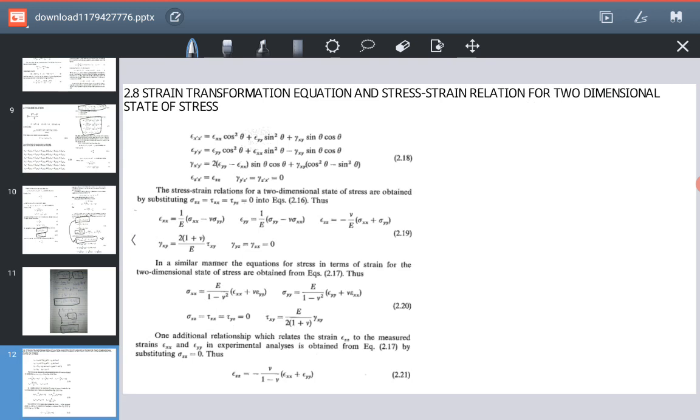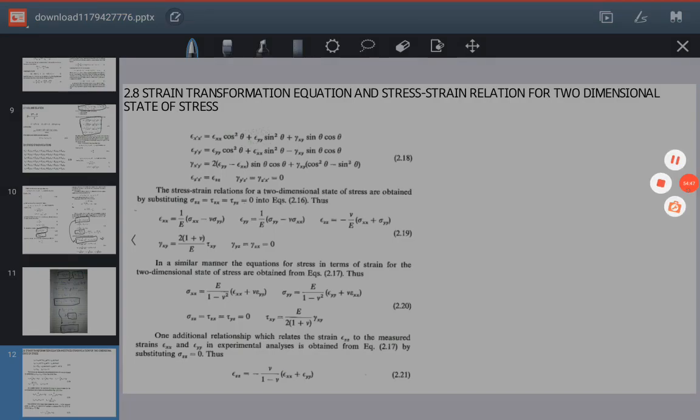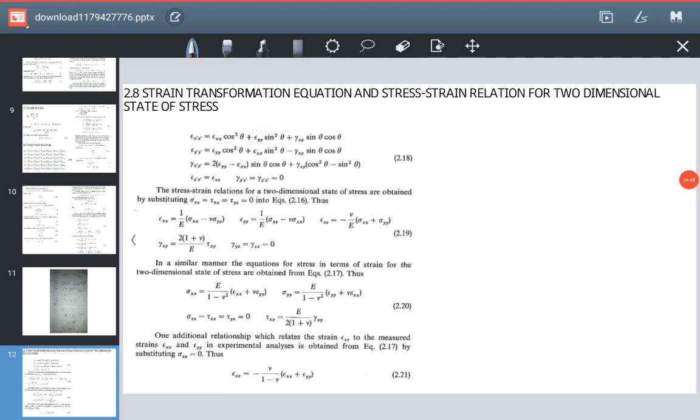Alright. Strain transformation equation and stress-strain relation for a two-dimensional state of stress. Now I'm going to simplify equation 2.6, in which we have strains in x dash, y dash and z dash.